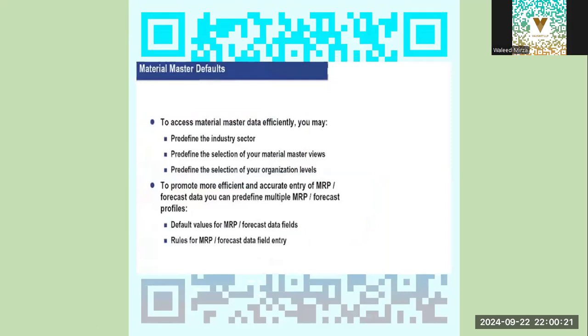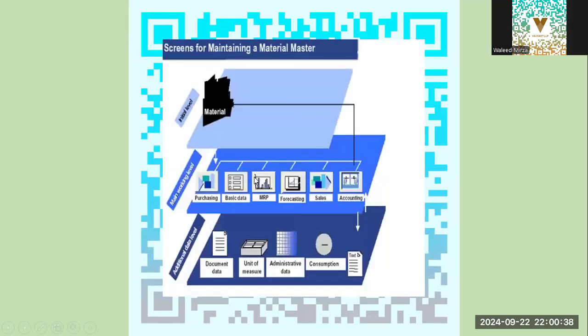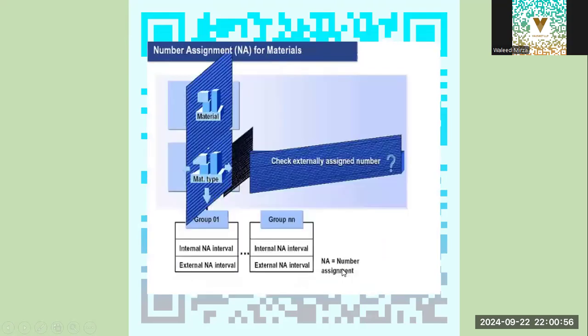Okay. To access material master, you have to define the industry sector and predefine material master views. We'll see what these views are. And for MRP, we have to default some values and fill in some forecast details. So there are screens that are to be maintained for a material master, like purchasing, basic data, forecasting, sales, accounting. And then within these screens, we have more details like document data, unit of measure, administrative data, and consumption.